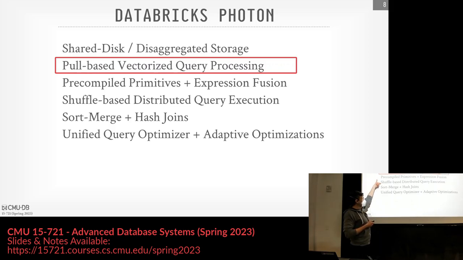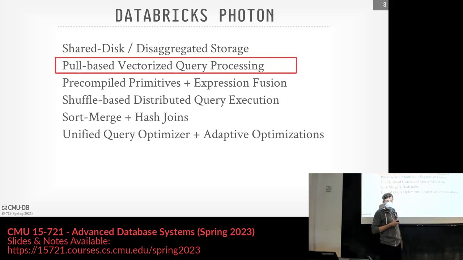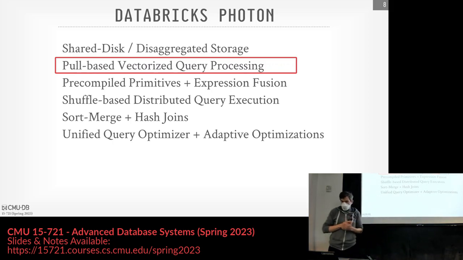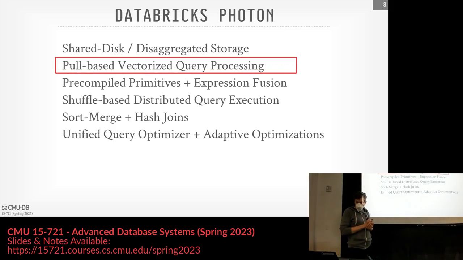But just like in Dremel, they're going to be doing shuffle-based distributed execution. But unlike in Dremel, where they had a dedicated shuffle store, they're going to be storing shuffle data locally and have the other workers pull from it. They're going to support both sort merge and hash joins. And then we'll talk about how they do query optimization. And like Dremel, they also support some adaptive query execution methods as well. It's quite similar. And when we discuss Snowflake on Monday next week, it'll basically be almost the exact same thing, all the same stuff, except they don't always do shuffle.